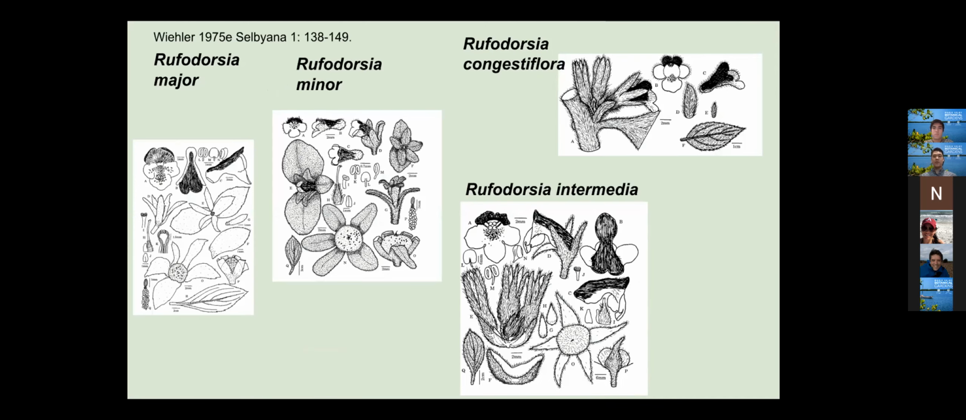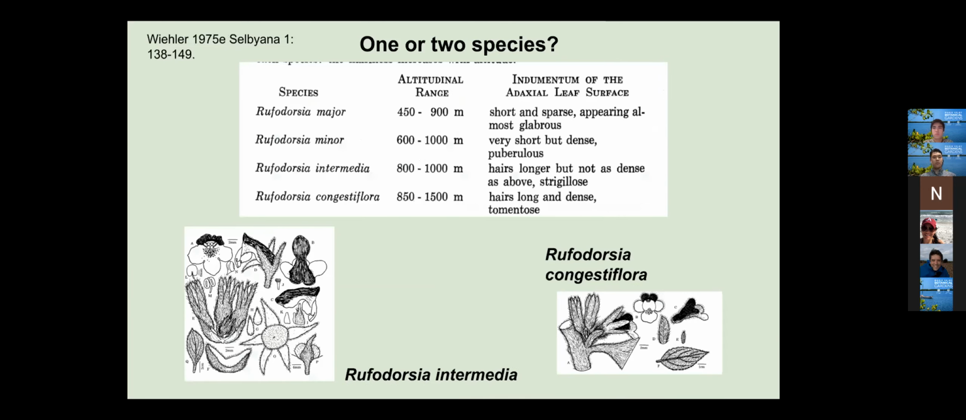These are the 4 species of Rufidorsia Wheeler recognized. He described 3 and reclassified one as a species, which is the Rufidorsia congestiflora. He describes how different species of Rufidorsia were found at slightly different altitudes, and Wheeler proceeded to describe how these plants differed at various altitudes in terms of their leaf characteristics. The altitudinal ranges of Rufidorsia overlap significantly, as Wheeler recorded Rufidorsia intermedia in the 800 to 1,000 meter range, and the congestiflora in the 850 to 1,500 meter range.